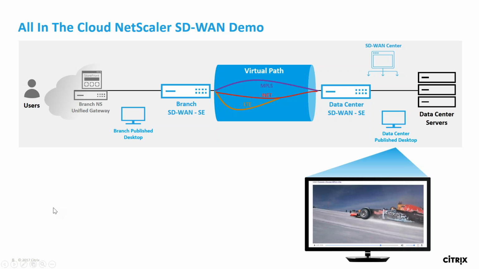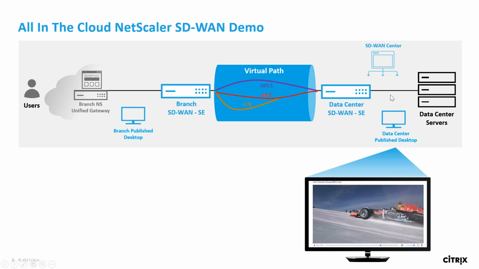I want to highlight one of the demonstrations that we have using the NetScaler SD-WAN MR4 environment that is available in Demo Center. Before we get into that, I want to highlight the actual topology. In this particular demonstration, we're going to leverage our connectivity through branch NetScaler Unified Gateway, which will allow us entry into this environment, and we're actually going to establish a session from our user all the way through the NetScaler SD-WAN solution and connect to a data center published desktop.